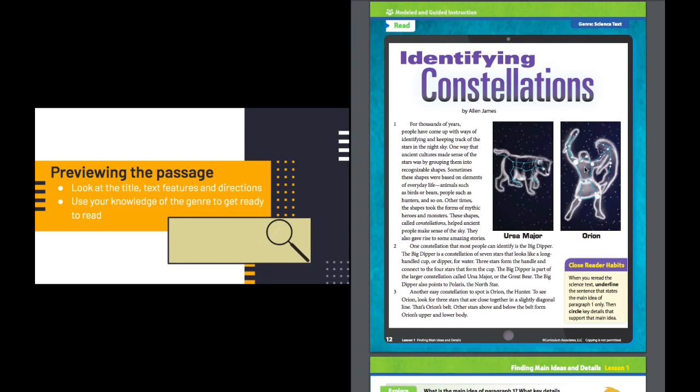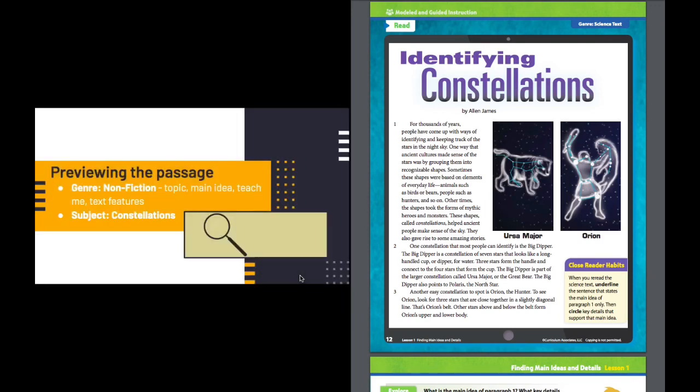These illustrations or images are showing me some stars. Maybe these are what constellations are. I don't know. I'm a 5th grader, right? So I'm going to jot what I think my genre and my subject are. So my genre is nonfiction. And I know when I'm looking at nonfiction text, I'm looking at the topic, main idea, teach me's, and text features. And I used these text features and the topic or the title to help me understand what this text is about. And I think that the subject is constellations.